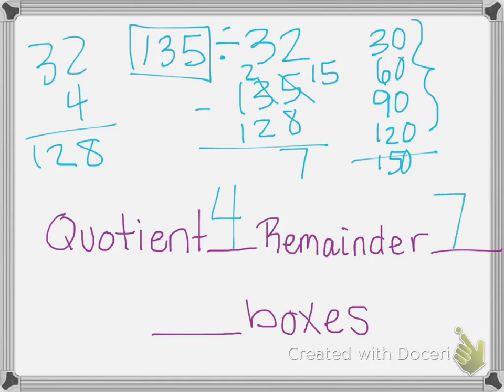Now it wants to know how many boxes she would have. So if we have 4 boxes and 7 left over, we can't just leave those hats laying around. So we would need 5 boxes total.